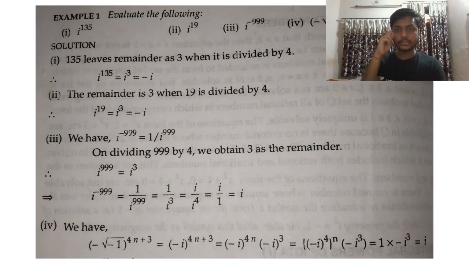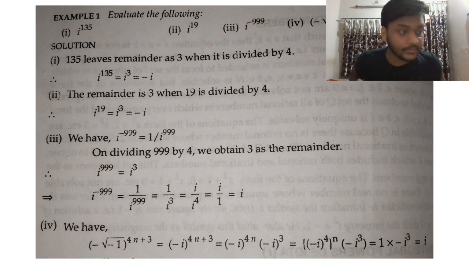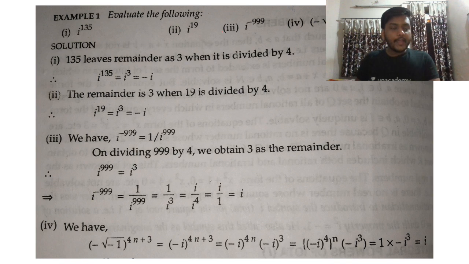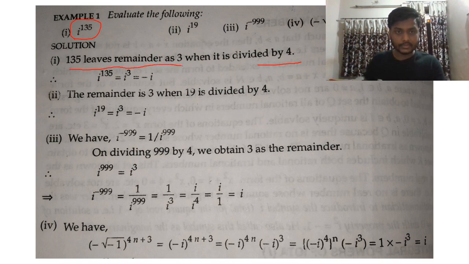So we have some questions to solve on these bases that we have just gone through till now. So if we have i to the power 135, let's talk about this question first. How am I going to solve it? Again, I'm going to divide it by 4. I'm going to divide 135 by 4, and I have the remainder as 3. Which means that I can write it in this way: i to the power 135 is equal to i to the power 3, and this i to the power 3 can be written as minus i.